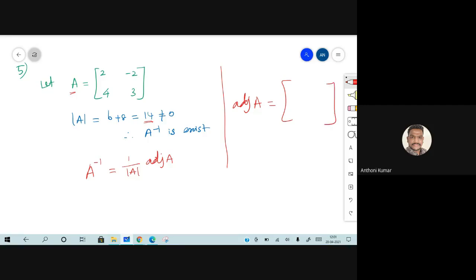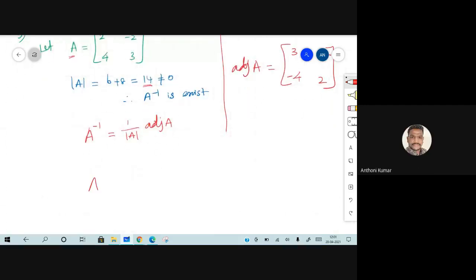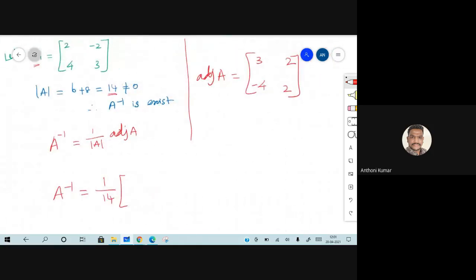Kritika, adjoint of A is 3, 2, plus 2 and minus 4. Am I right? Yes, sir. So then A inverse is equal to what? A inverse is equal to, we know determinant is 14. So 1 by 14 into adjoint of the matrix. That is 3, 2, minus 4 and 2.